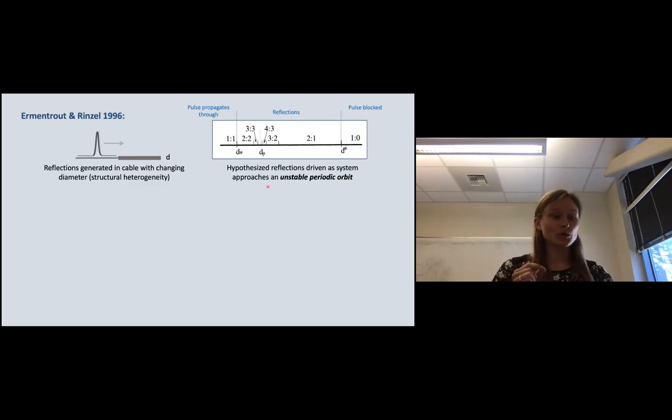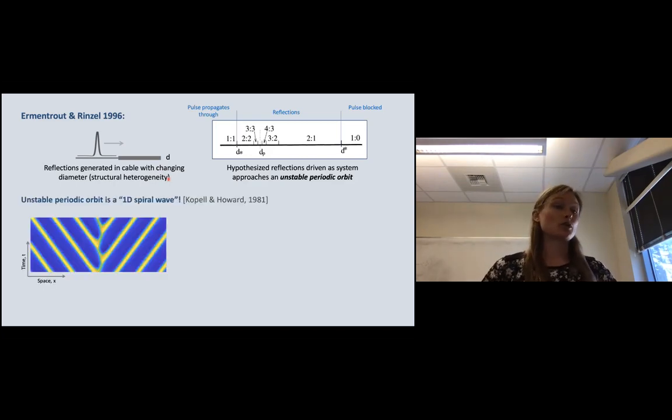And the closer you tune your parameter to bring you near that periodic orbit, the more of these spontaneous reflections you're going to get. So in this system, the diameter of the cable was the parameter to tune, whereas in what we just looked at, the amplitude of that refractory bump allowed the system to approach this unstable periodic orbit. Ehrmantraut and Rinzel also linked the unstable periodic orbit to what was dubbed by Coppell and Howard the 1D spiral wave. And so this is what we're going to be looking at today, this 1D spiral wave.